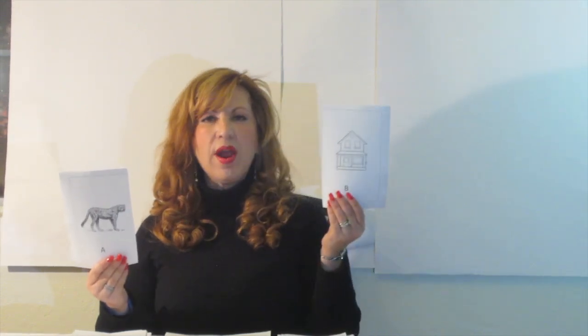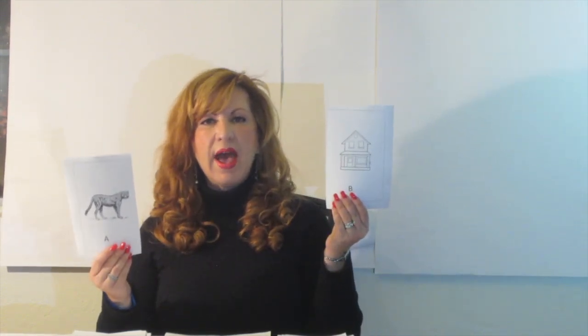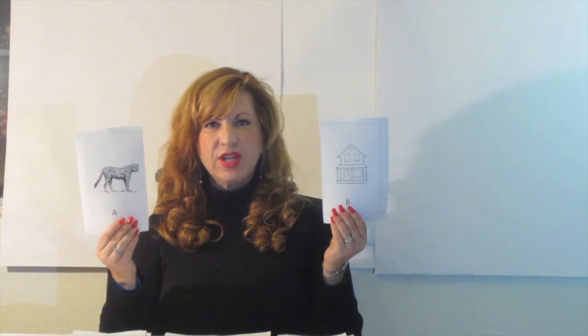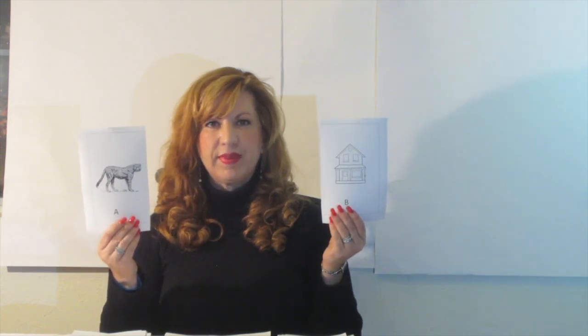Number 7, we have cheetah, cheetah, or house, house. Which word has the CH diagraph? If you pick cheetah, you are correct. Cheetah has the CH diagraph at the beginning of the word. Cheetah.